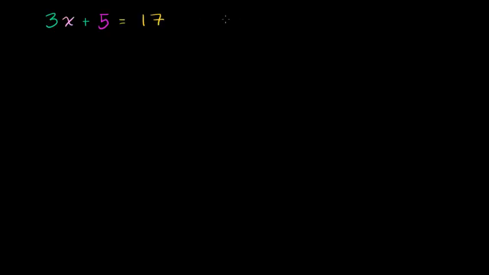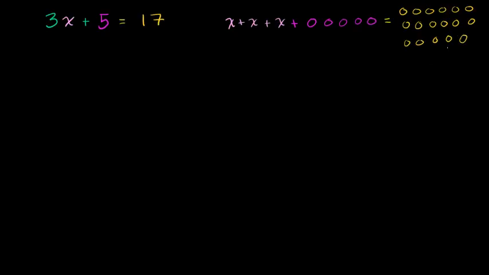So 3 times x literally means, so let me write it over here, you literally have an x plus an x plus an x. That right there is a 3x. And then that's plus 5, and I'm actually going to write it out as 5 objects. So plus 1, 2, 3, 4, 5. This right here is 3x plus 5 is equal to 17. Now let me draw 17 objects here. 1, 2, 3, 4, 5, 6, 7, 8, 9, 10, 11, 12, 13, 14, 15, 16, 17.